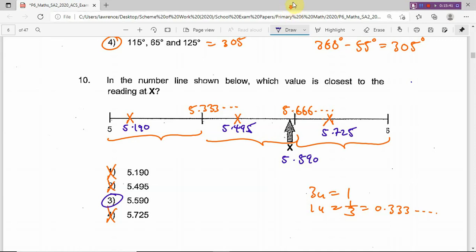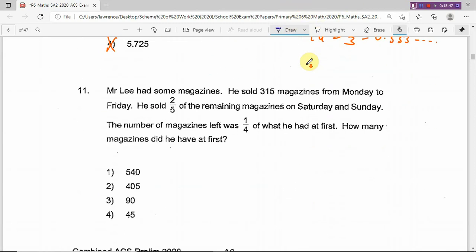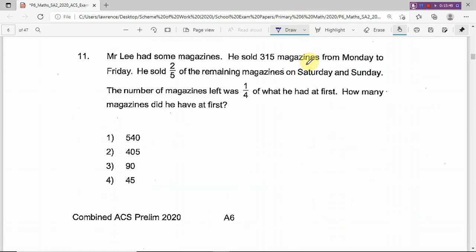Okay, let's go to number 11. And what do we have? Now again, most students have difficulty doing this, but what's the lesson here? Model drawing. Because you see fractions, so you draw the model. That's as simple as that.